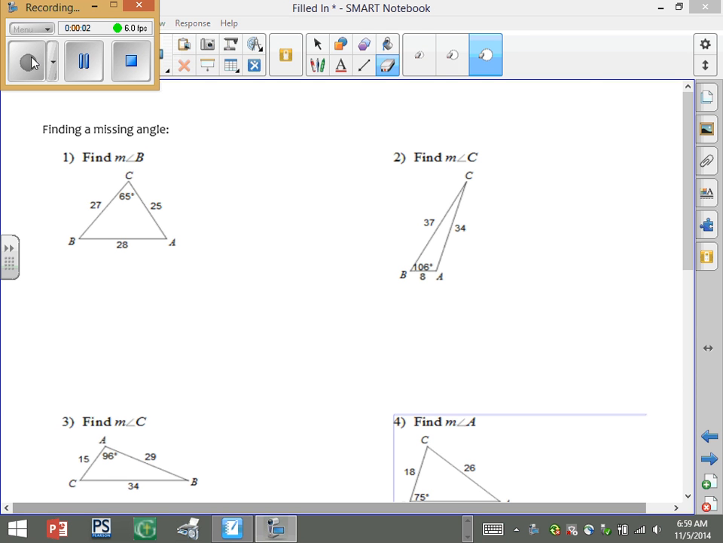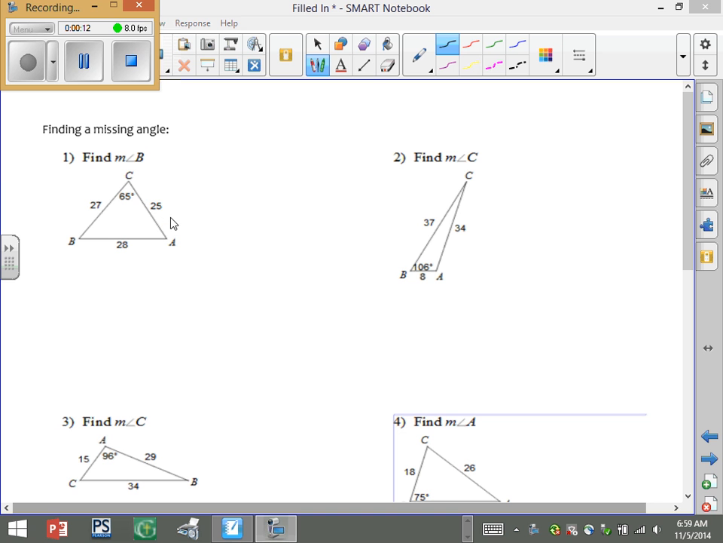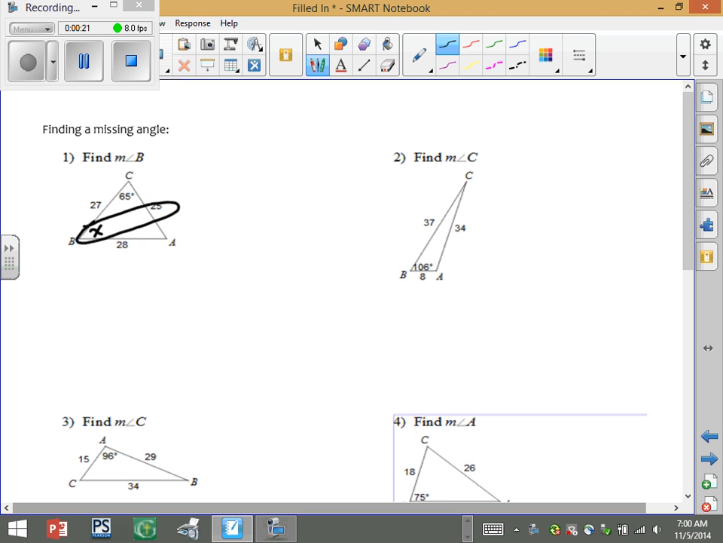So we'll look in this quick video at using the law of sines to find missing angles. This is page 4 in your packet, and we'll do a few examples off of page 4. Here we're going to find angle B, so we'll go ahead and circle the two appropriate things.